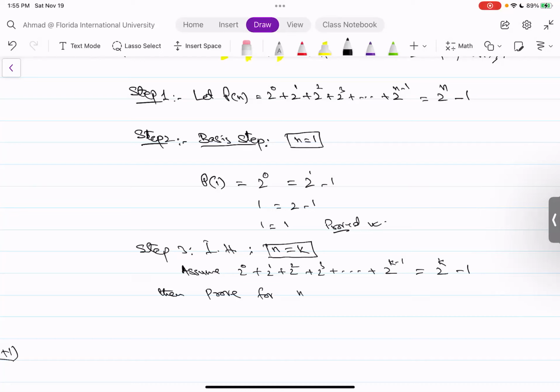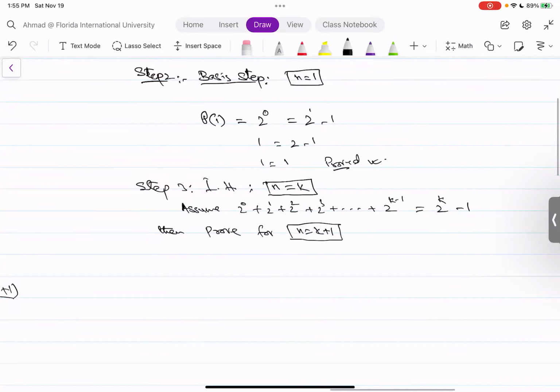And then I have to prove it for n is equal to k plus 1. If this is true, I have to prove it for the k plus 1 value. How am I going to prove that? We will find the k plus 1 term. So the k plus 1 term is 2 power 0, 2 power 1, 2 square plus 2 cube plus so on plus 2 to the power of k minus 1. Then the next term would be 2 to the power of k, right? If k minus 1 is the last power, the next power would be k.